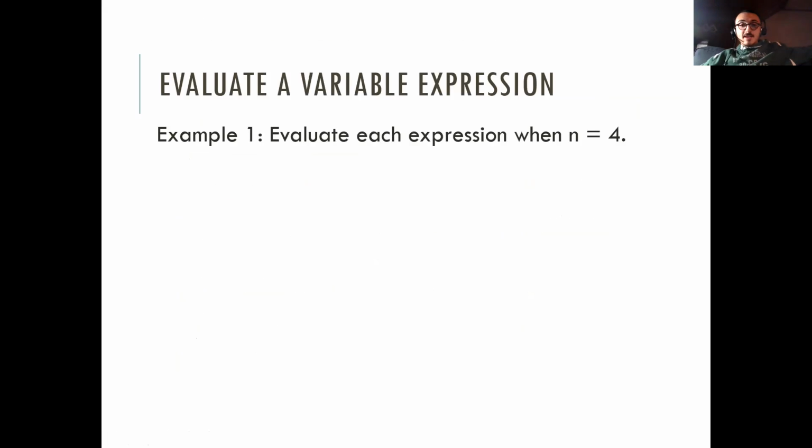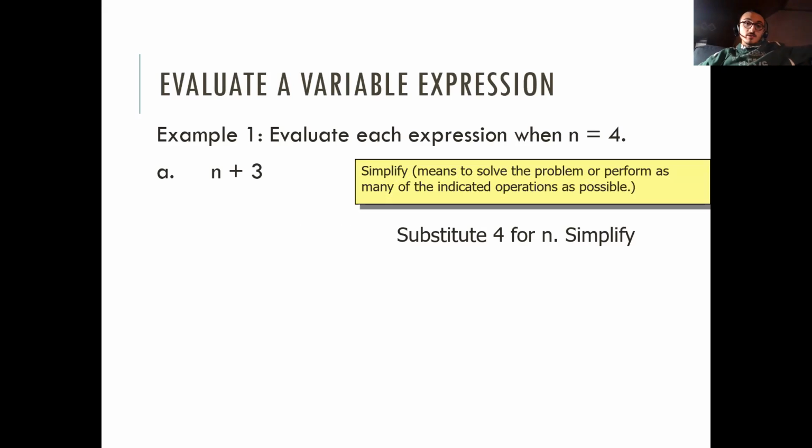We're going to look at an example of evaluating a variable expression. So you will evaluate each expression when n is equal to 4. We have n plus 3 here. We're going to substitute 4 for n, and then we will try to simplify. So simplifying is when we try to solve the problem or perform as many of the indicated operations as possible as early as we can. So just try to break the problem down and make it as simple as you can.